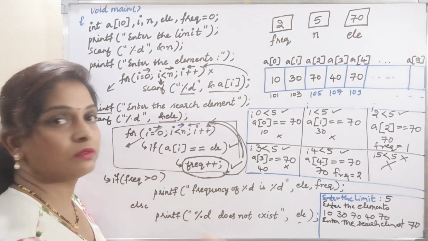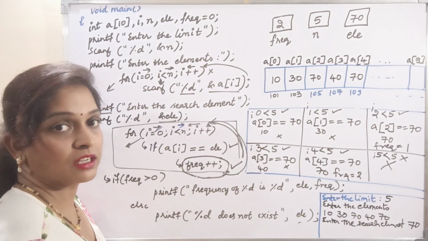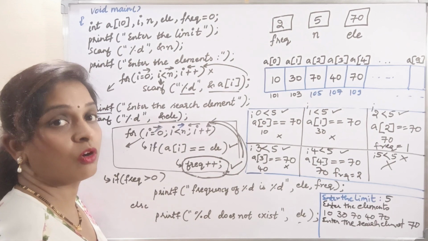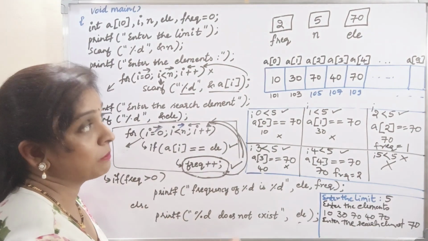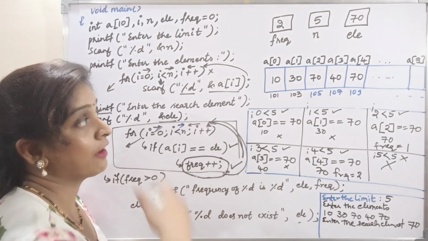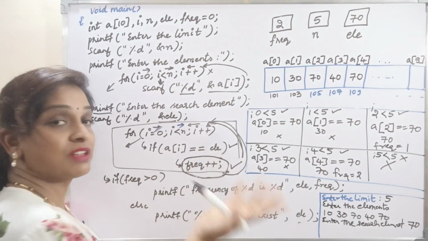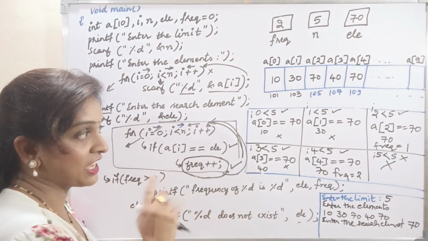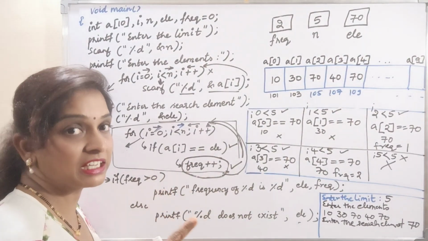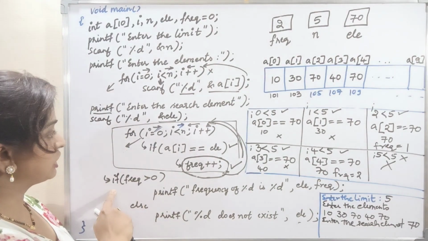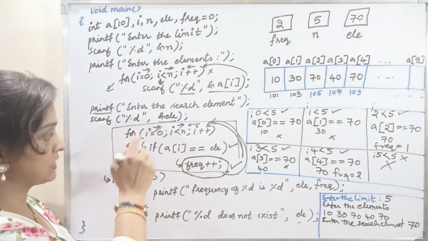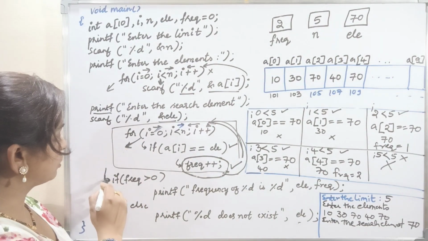Then I need to print some message, right? That is the frequency of the element. Or if the element does not occur, I still have to go from 0 to n minus 1, and in that case the frequency will not be increased. But in this example, the frequency is increased, right? So after the loop terminates, control comes to this point.